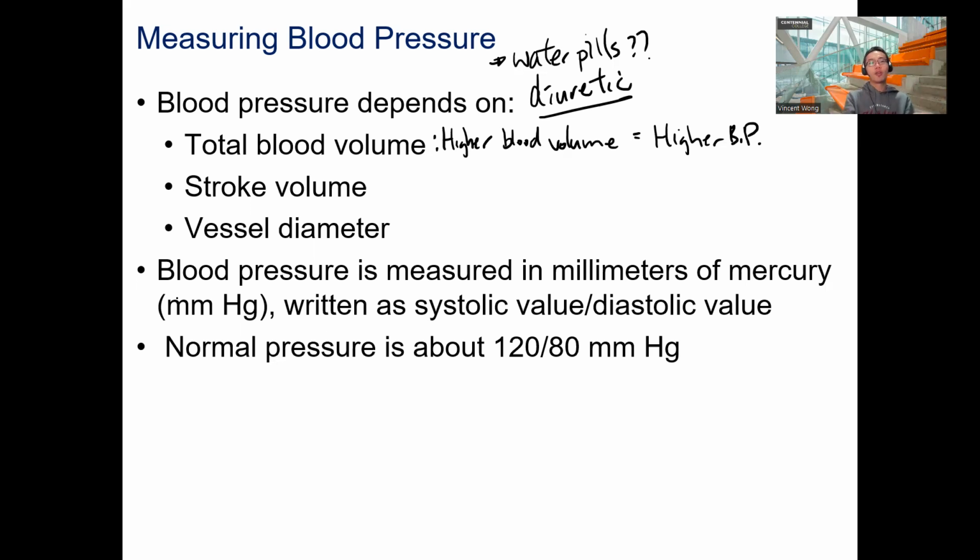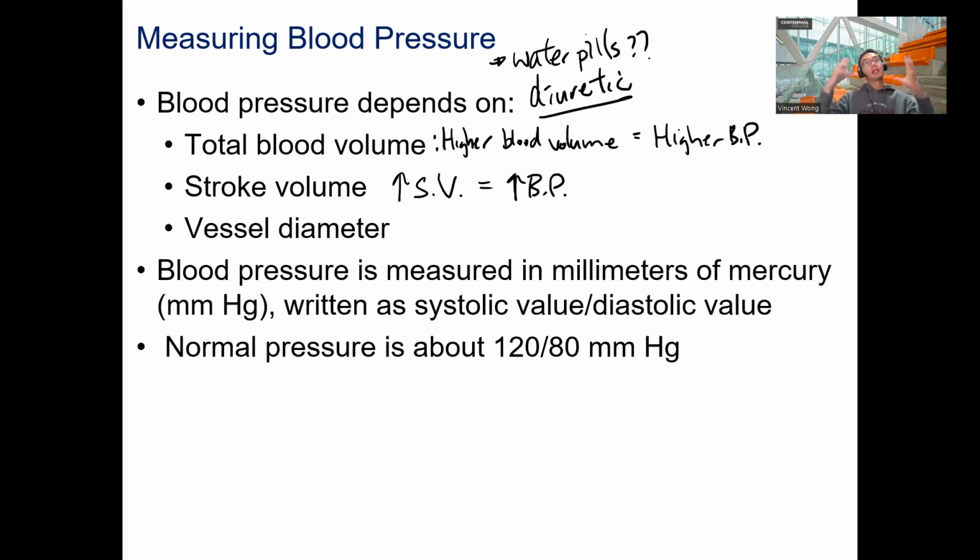Stroke volume. Stroke volume also affects blood pressure. If you have an increase in stroke volume, then you will have an increase in blood pressure. That perhaps is not too difficult to understand, right? Stroke volume is how much blood you squeeze out every time the heart beats. So if you squeeze out harder, you squeeze more blood out, you're going to have a higher blood pressure. That's self-explanatory.